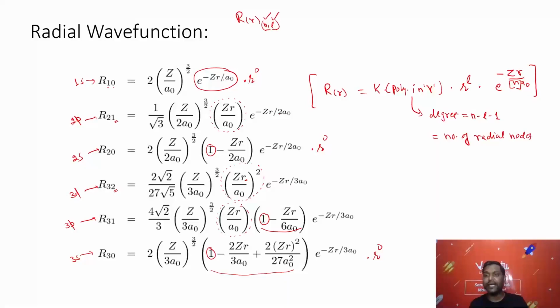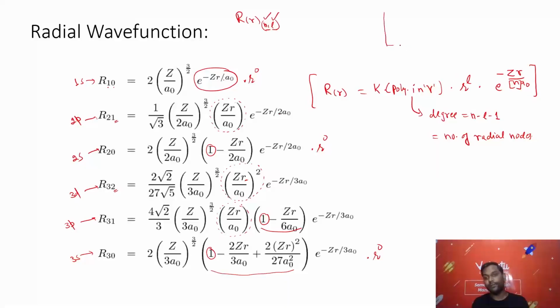It simply tells us at how many values of r this polynomial becomes 0, apart from r equal to 0 and r equal to infinity, because at r equal to infinity, because of this exponential term, this function becomes 0, and at r equal to 0, because of r power l, this becomes 0, except in s subshell, because in s subshell this is r power 0, which means it is 1. So all the radial wave functions except the s orbitals would be 0 at r equal to 0 and 0 at r equal to infinity.